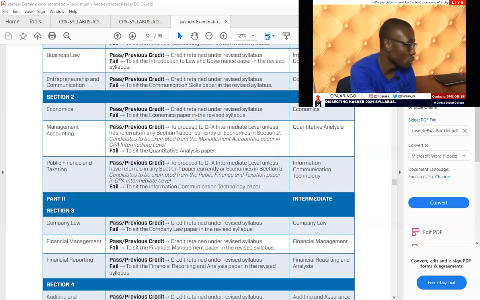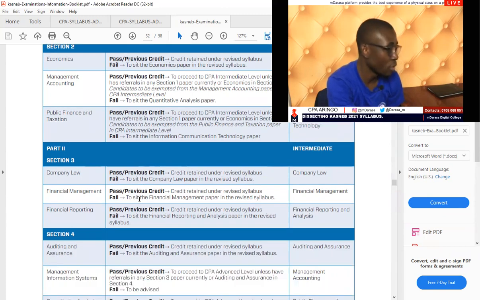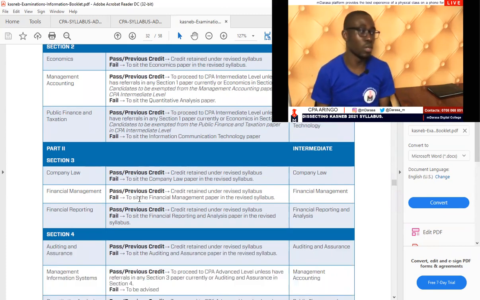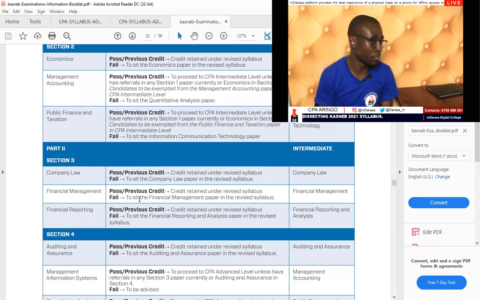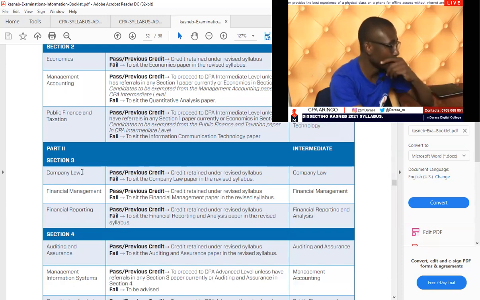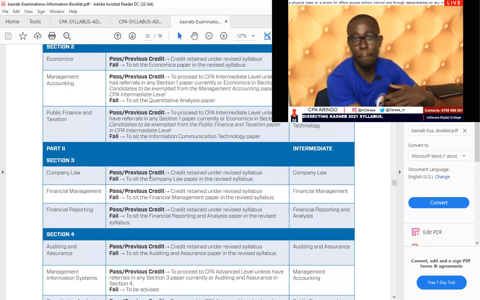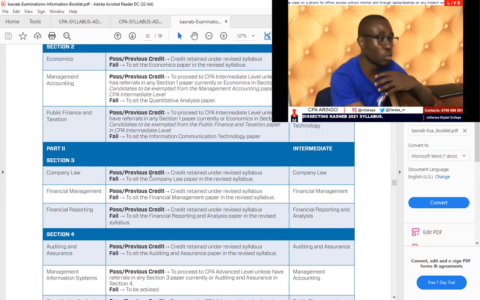Now, after we've talked of that, come to part 2. Part 2 is a very interesting area, because we know very well that it hasn't changed that much, right? So in section 3, assuming that you did company law and you passed, you are going to retain that credit, and of course, you will not do that paper again.